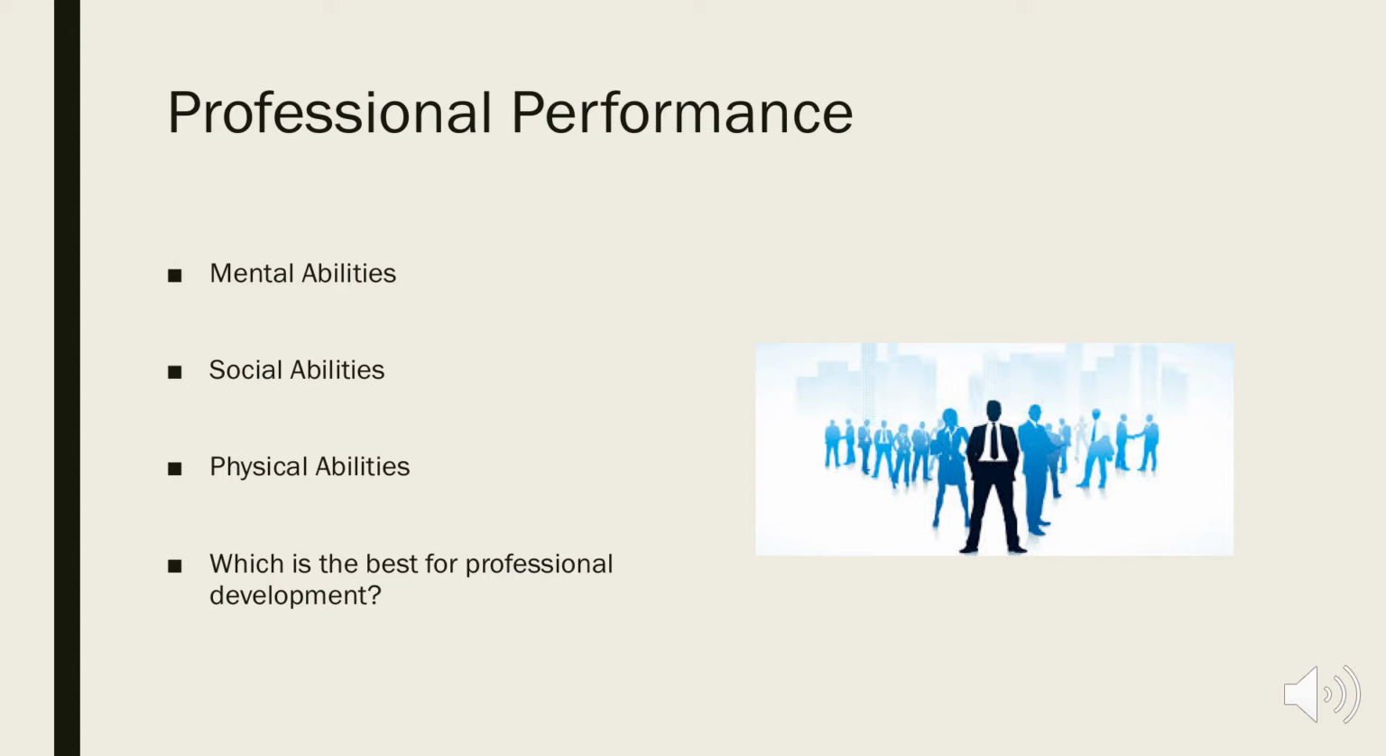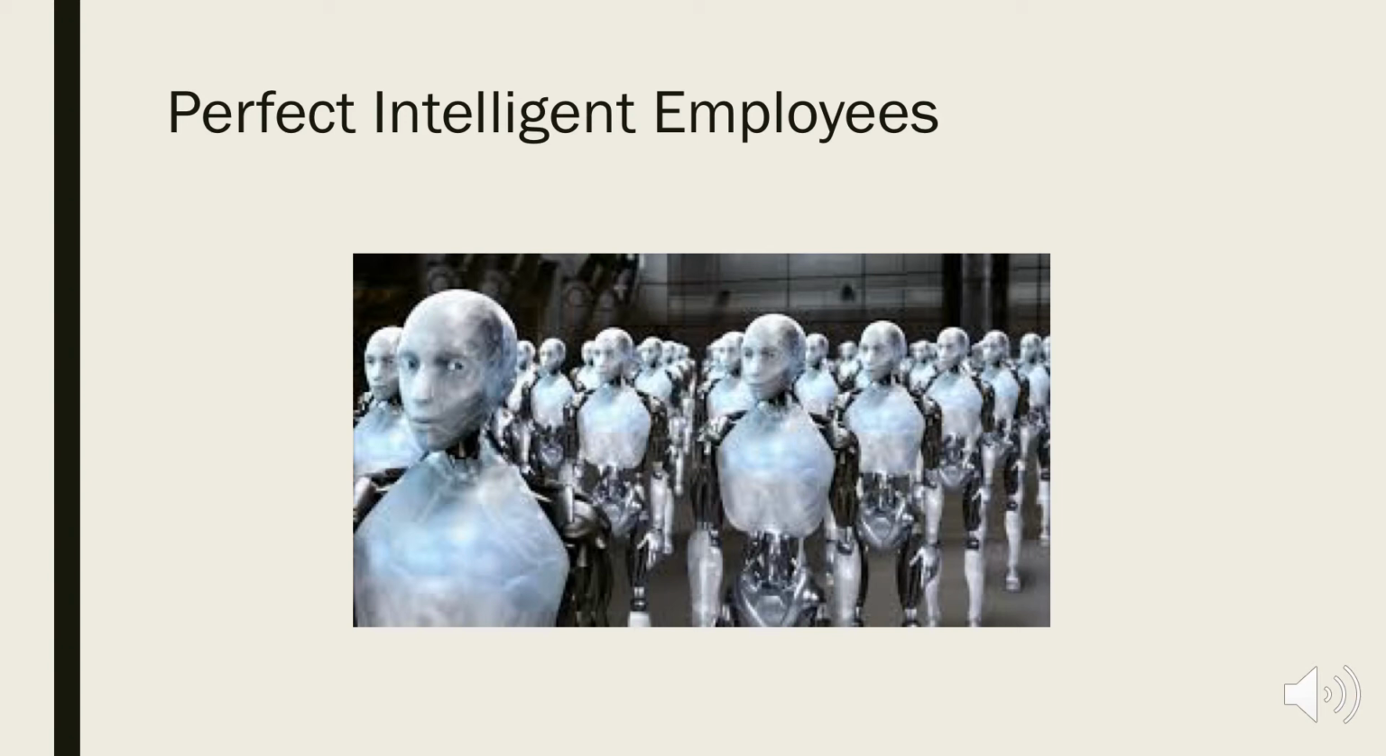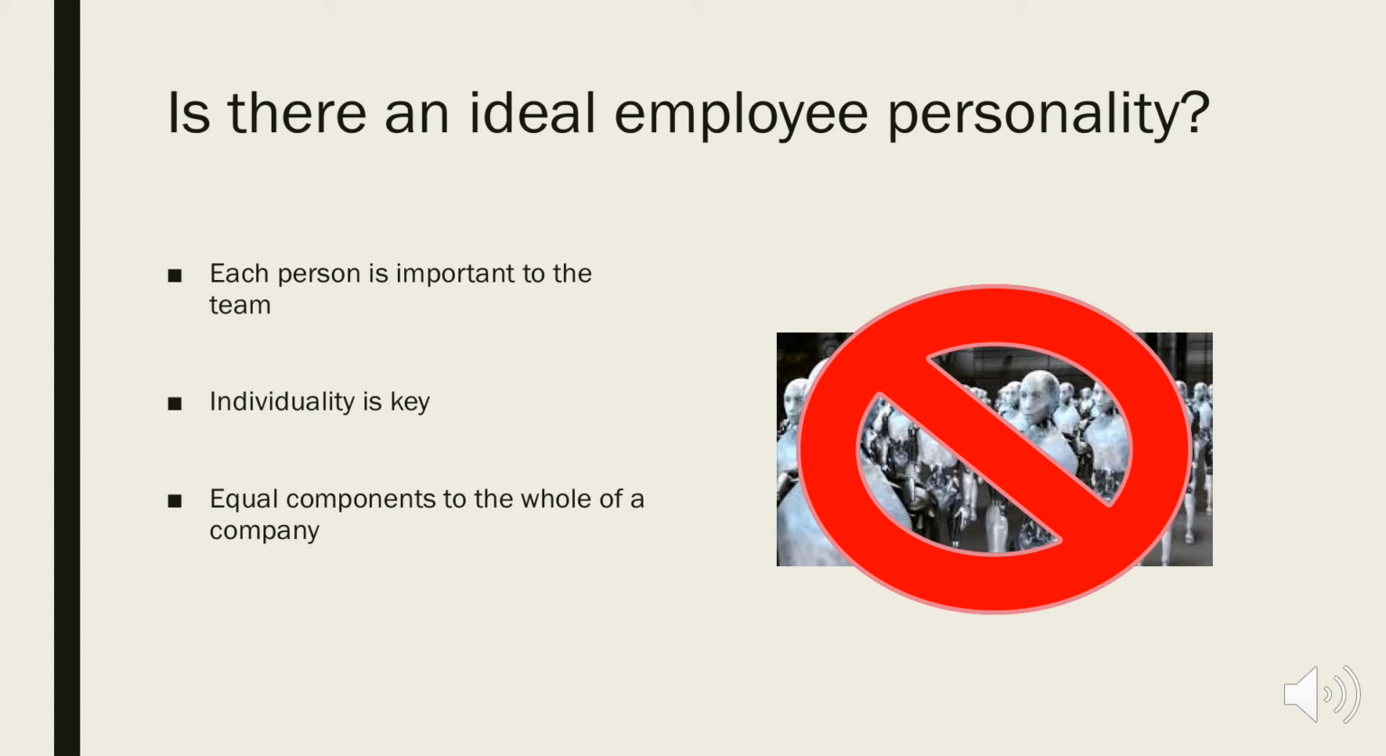And regarding multiple intelligence theory, we wonder which one is best for professional development. If we're going to hire one of those 8 categories, which one would be best? Obviously, robots should be able to take care of the job, but that wasn't one of the options. But to explain this, is there an ideal employee personality? Is there one type of employee, one type of thinking and operating that works perfectly within the team? I don't believe so.